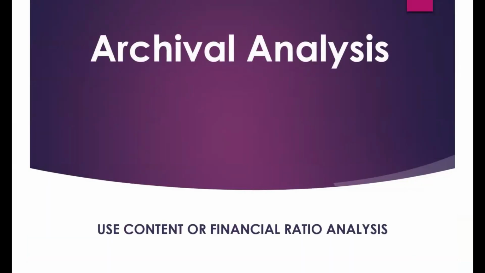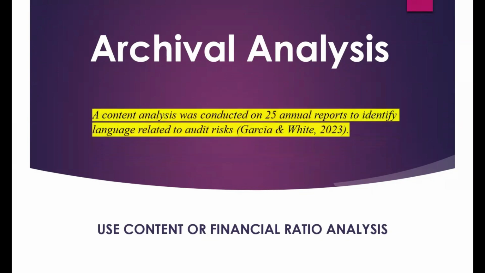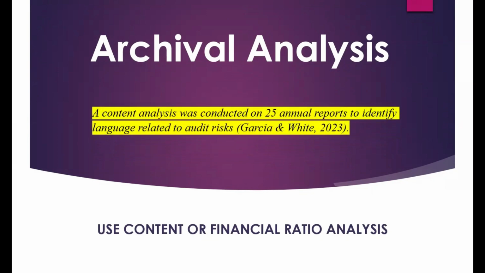So with the archival analysis, you want to use content or financial ratio analysis. This is just one example or two examples, okay? But with archival analysis, you would tell us how you look through those documents. Maybe you counted how often certain terms appeared, or did you calculate ratios? For example, here's a sentence that was used in this study. A content analysis was conducted on 25 annual reports to identify language related to audit risk.